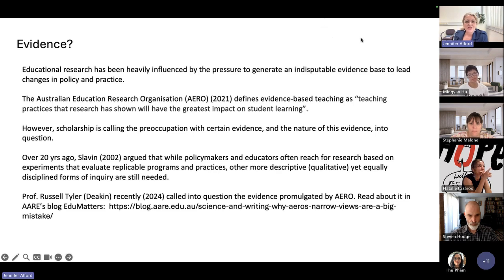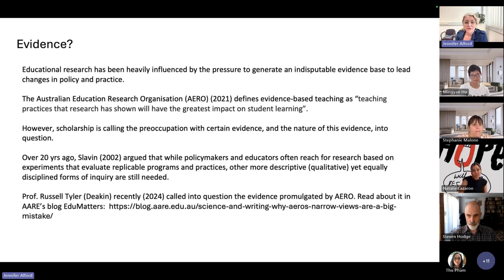And many of us are engaging with looking at the nature of what evidence is. Educational research has been heavily influenced by the pressure to generate an indisputable evidence base to lead changes in policy and practice. ERO defines evidence-based teaching as teaching practices that research has shown will have the greatest impact on student learning. However, we know scholarship is calling the preoccupation with certain evidence and the nature of this evidence into question.